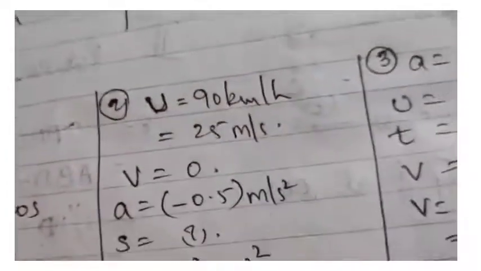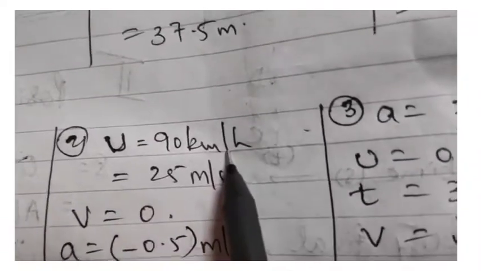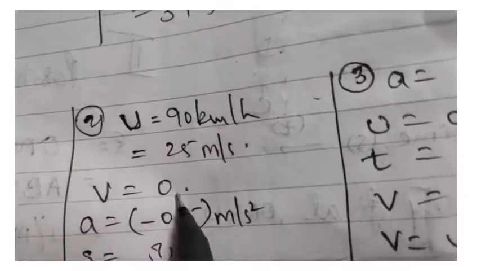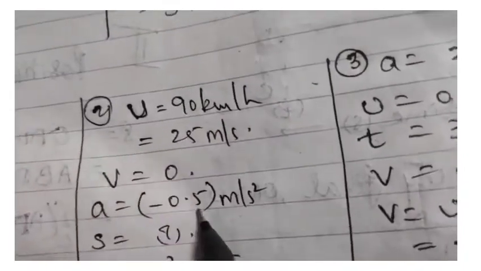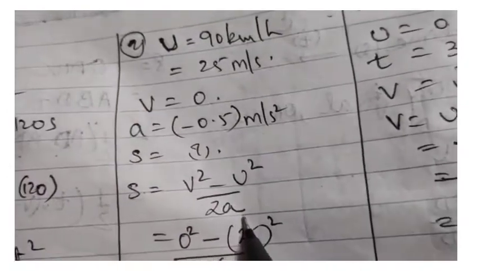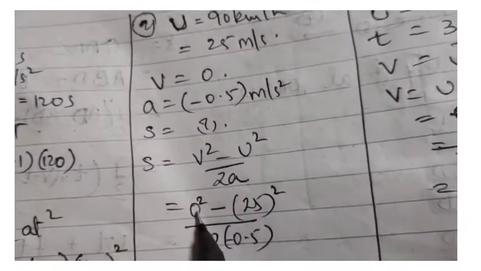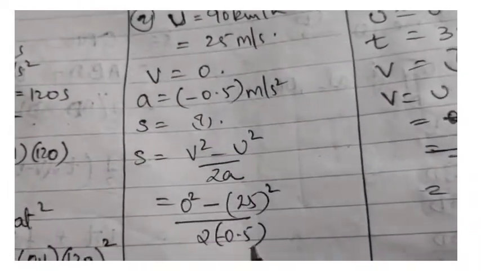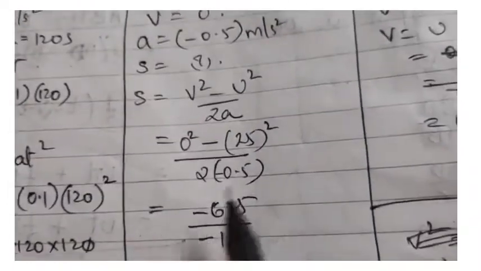So the second sum, here it is given to you. u is 90 km per hour initially. So multiply by 5 by 18, you will get 25 meter per second. Finally it will come to rest, 0. Acceleration is minus 0.5 meter per second square. Distance is asked. So v square minus u square upon 2a. Substitute the values. v is 0 minus 25 square upon 2 into 0.5. This is not 2 minus, it is 2 into 0.5.